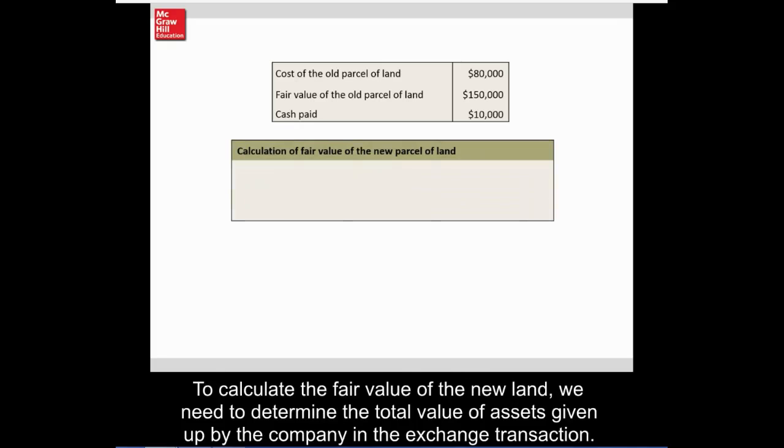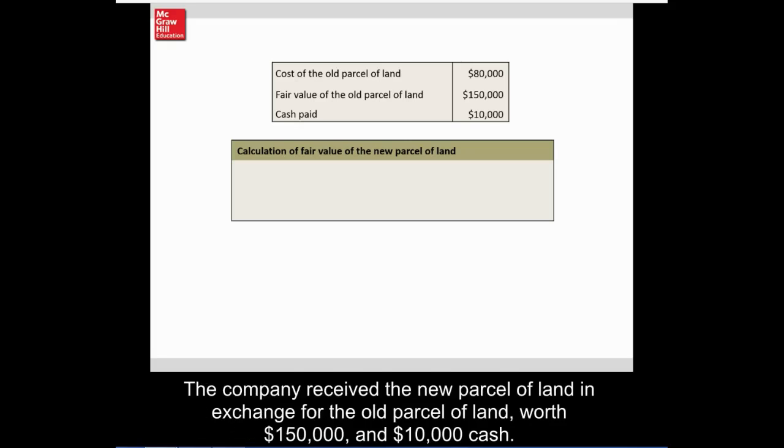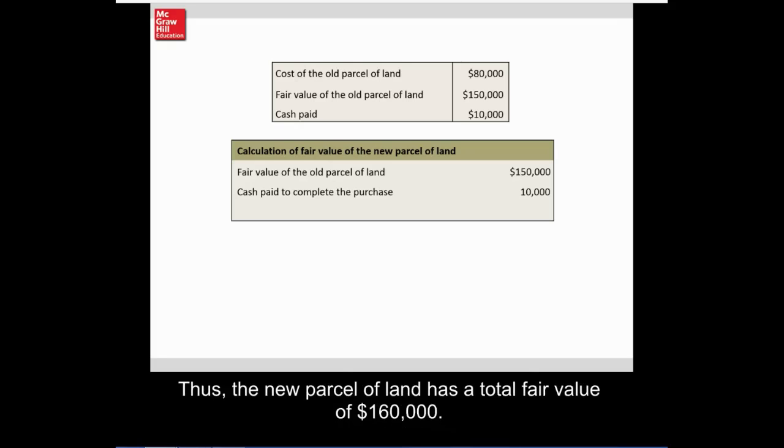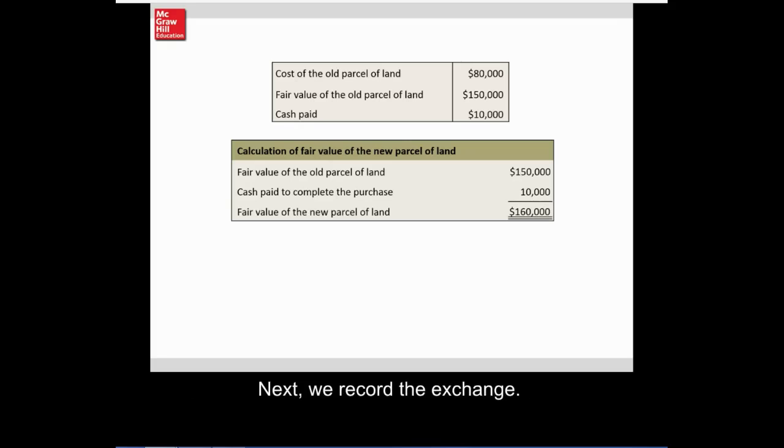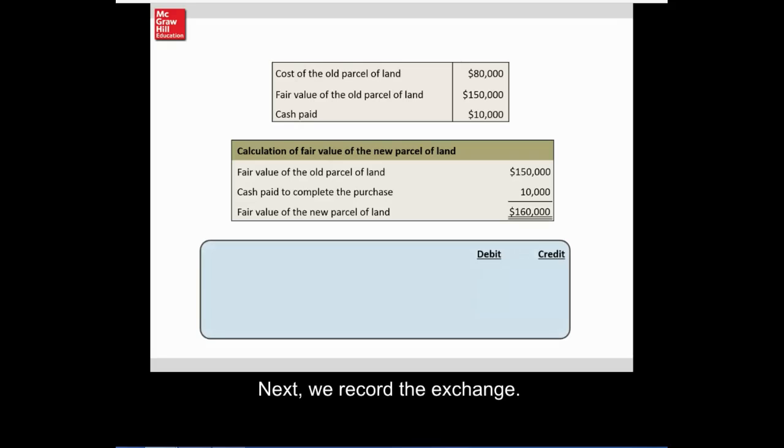To calculate the fair value of the new land, we need to determine the total value of assets given up by the company in the exchange transaction. The company received the new parcel of land in exchange for the old parcel of land worth $150,000 and $10,000 cash. Thus, the new parcel of land has a total fair value of $160,000.